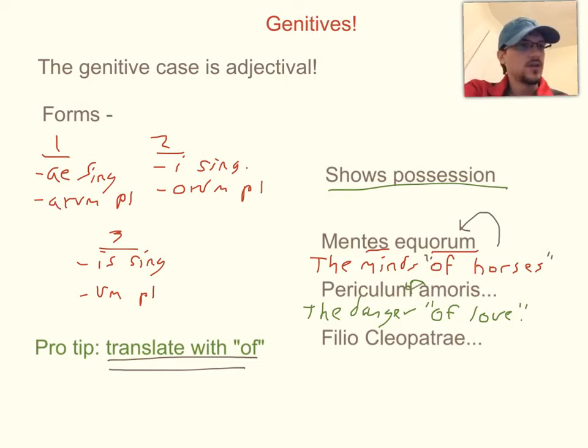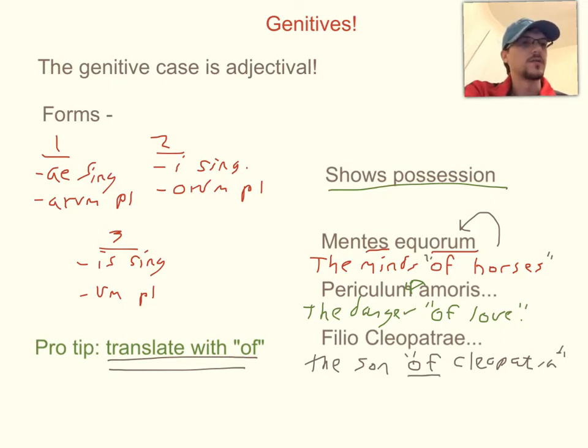So this is out of context, and you will not likely just see this as the sun. It might be to, for the sun, or by or with the sun, or something like that. But again, we're out of context. I don't want you to worry about that right now. The son of Cleopatra. And yet again, we see the of as our translation of Cleopatrae, the genitive.